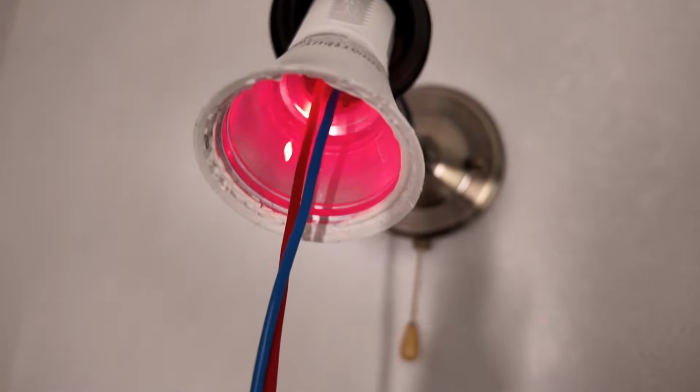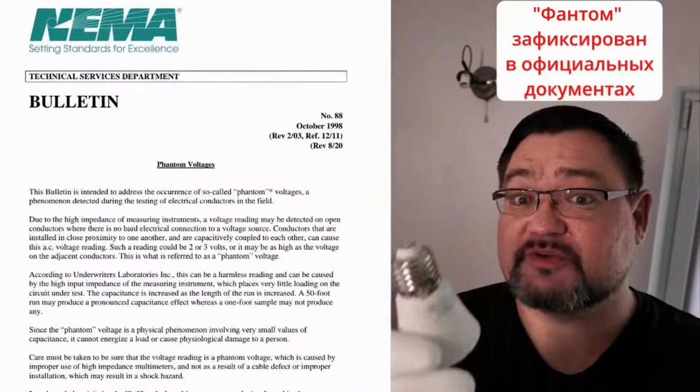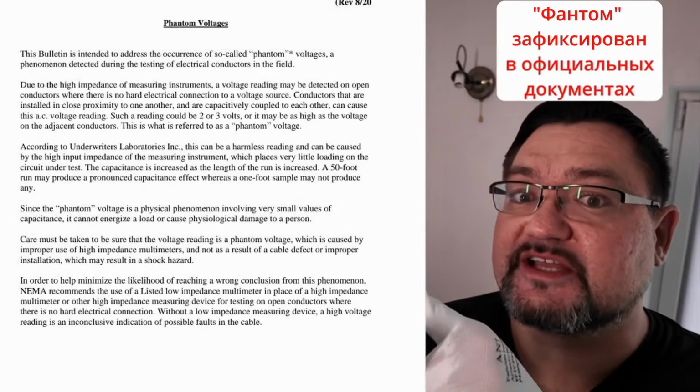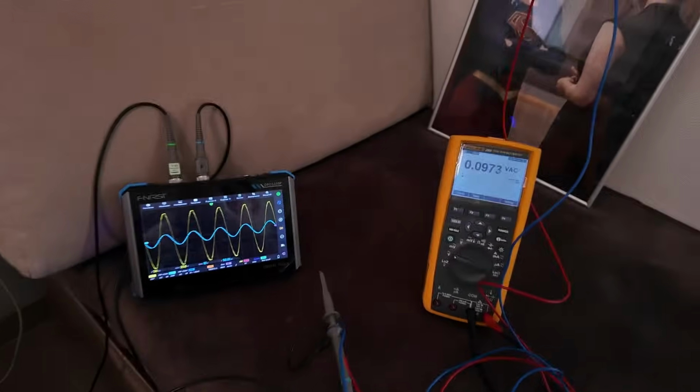Phantom voltage exists literally in every outlet, every socket, every light bulb in your home. I've talked about this more than once before, but today I'm going to prove the nature of this voltage. And not just prove it, I'll show you on the instruments exactly where it comes from.